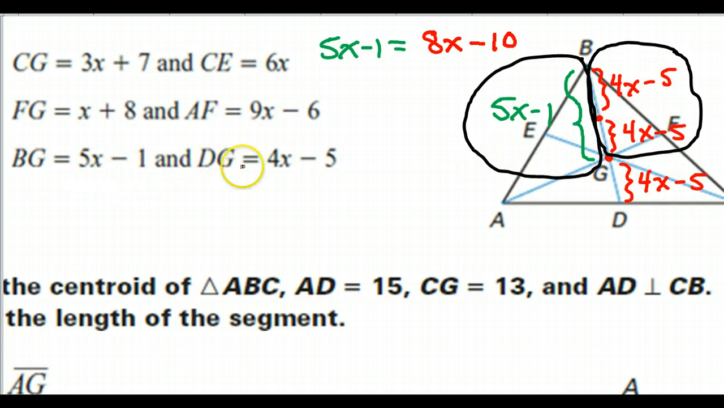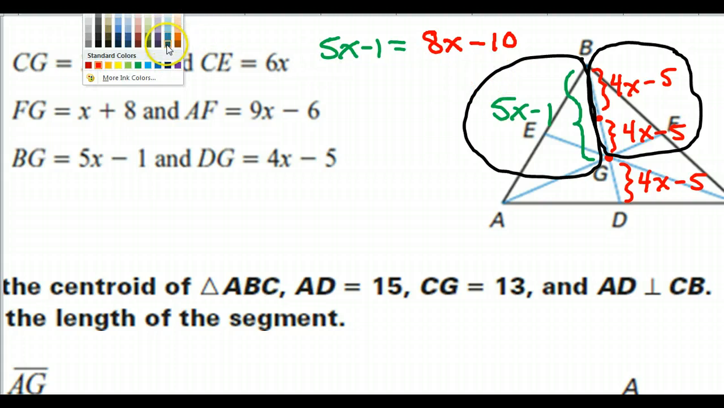But drawing the picture with the left side being 5x minus 1 and the right side, remember they gave us this little DG at first, and we had to realize there would be three of them, 4x minus 5, 4x minus 5, 4x minus 5. But then we also had to realize that to match this up, the 5x minus 1 is BG, so we needed both of these 4x minus 5s to match, and we had to combine like terms. Once we have the equation, we should be able to solve this very, very easily.